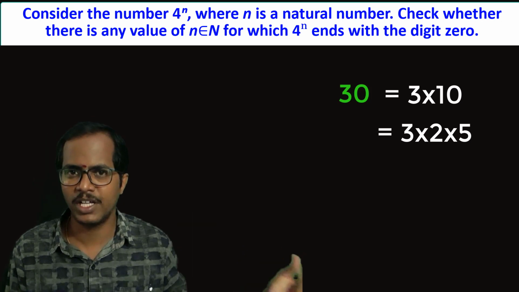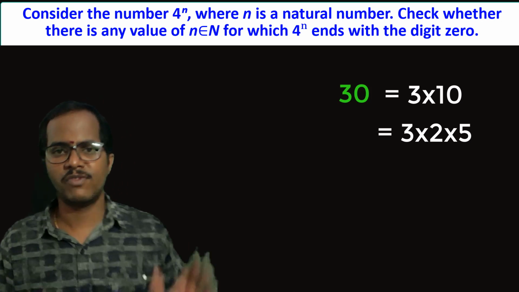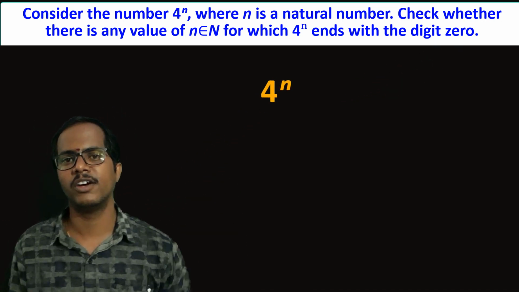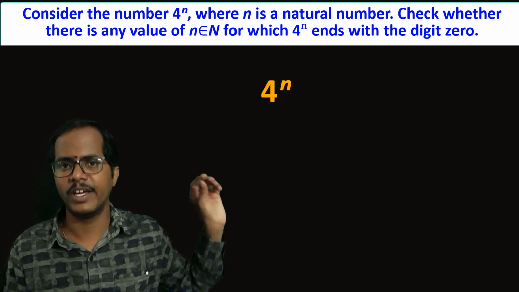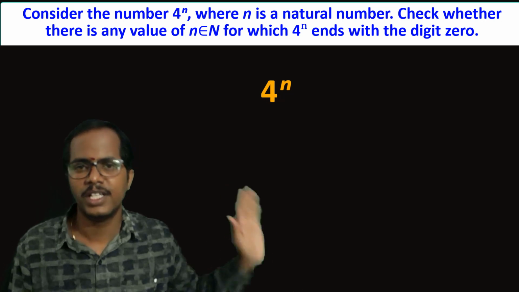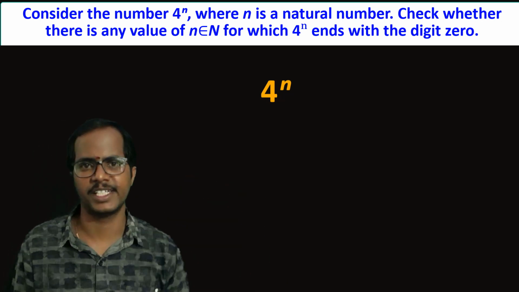So let us apply this concept to this problem. Let us verify it. Now what is the given number here? That is 4 power n. Now for 4 power n, where n is a natural number, if it should end with the digit 0, then it must have 2 and 5 in its prime factorization.